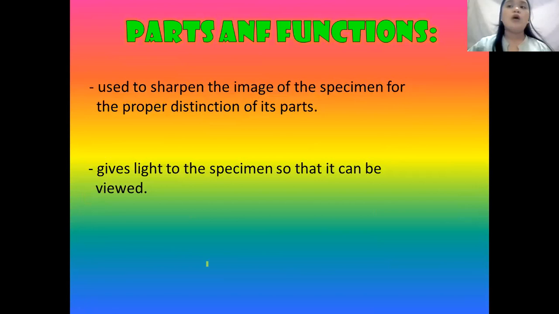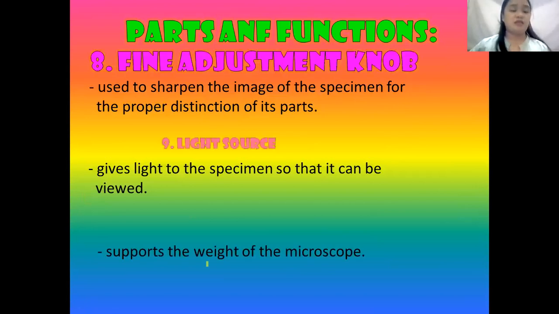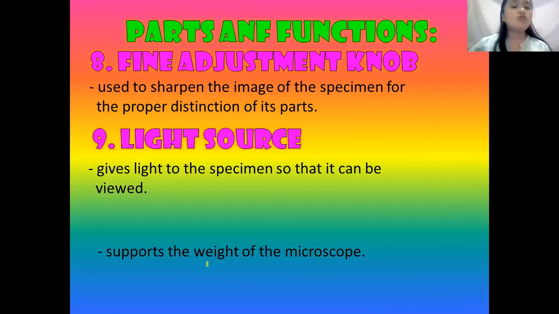While the fine adjustment knob is used to sharpen the image of the specimen for the proper distinction of its parts. So the fine adjustment knob is the source of the specific or distinctive parts of a specimen. That's the difference between a fine adjustment knob and a coarse adjustment knob.